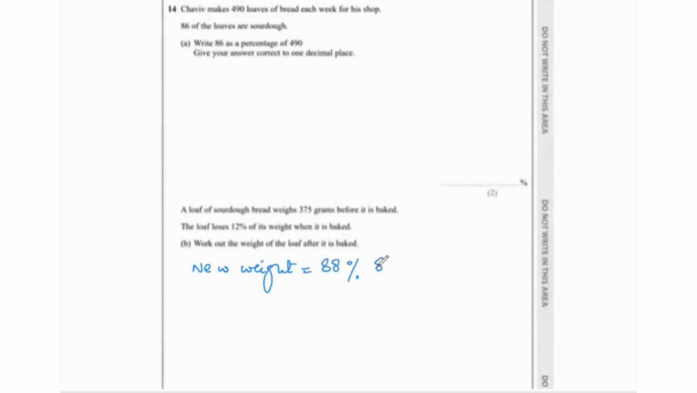88% of 375. Why? Because once the bread is baked, it loses 12% of its weight. So if you're losing 12%, that means what's remaining is 88% of the weight. So 88 over 100 times 375, and that is going to give us 330 grams. So that is what the loaf weighs after it is baked.